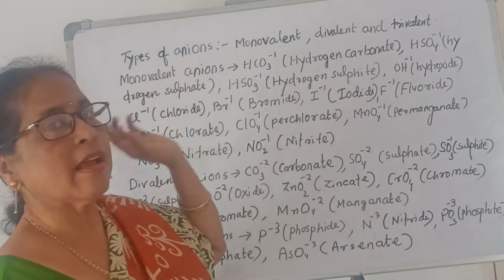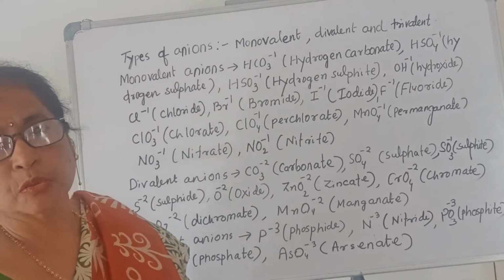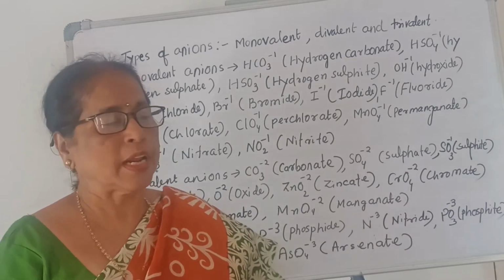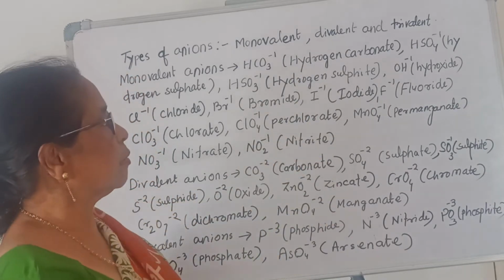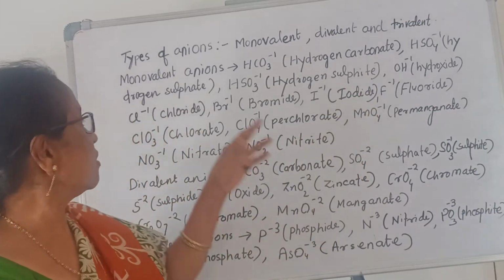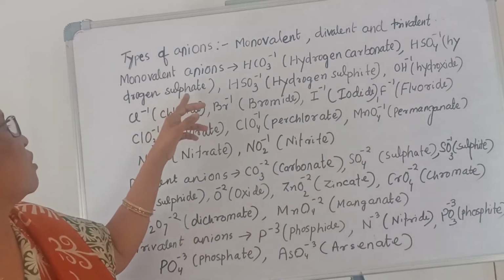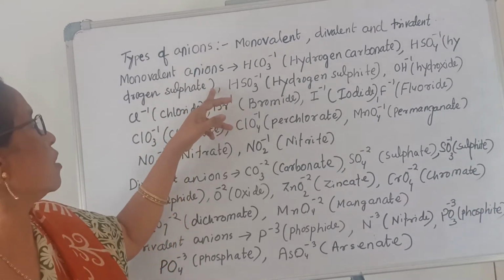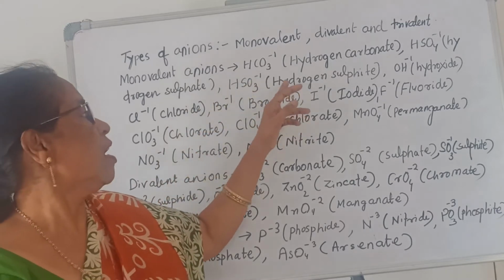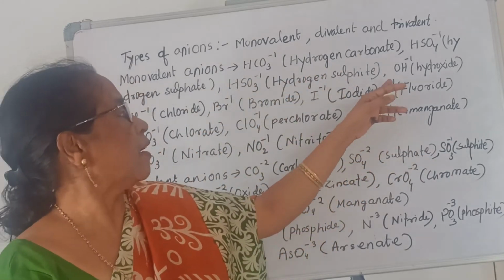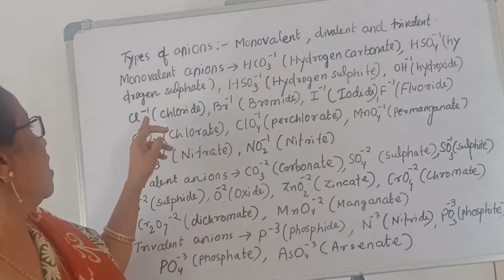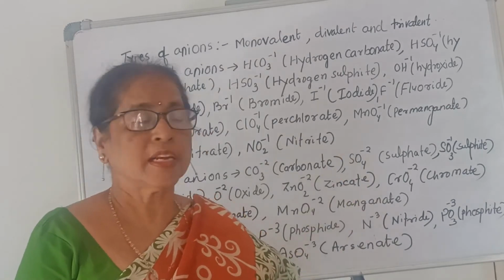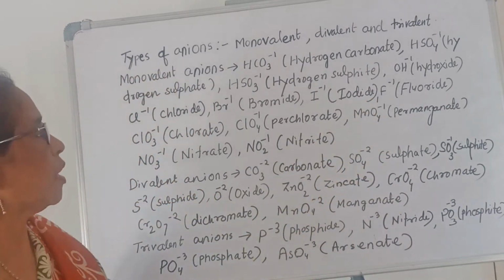Now see monovalent anions: HCO3 minus 1, that is hydrogen carbonate. Before that it was also known as bicarbonate, but nowadays it is called hydrogen carbonate. HSO4 minus 1 is hydrogen sulfate, or you can say bisulfate, but now it is known as hydrogen sulfate. HSO3 minus 1, hydrogen sulfite; OH minus 1, hydroxide; Cl minus 1, chloride; Br minus 1, bromide; I minus 1, iodide; and F minus 1, fluoride.